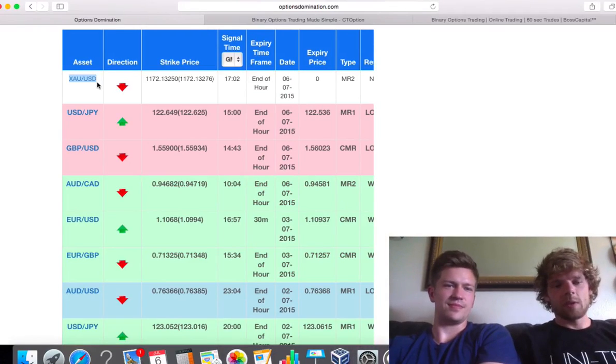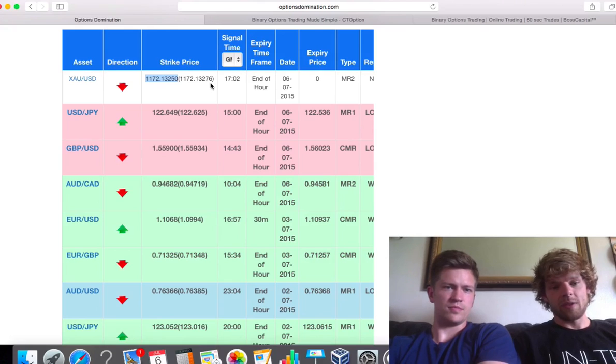Alright, so there's a few things we'll want to check before we actually take the trade on our broker account. The first would be the asset, in this case the gold versus the US dollar. The second thing is the direction of the option, which in this case is a put, so we're expecting the ratio of gold to the US dollar to go down. The next thing we want to check is the strike price. There's two prices here, but for right now we're just going to check the first one.